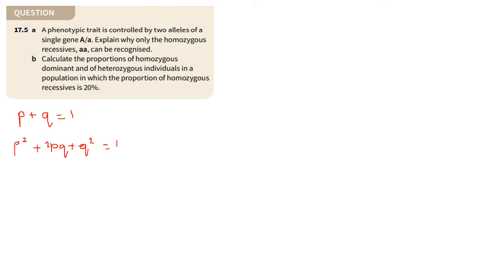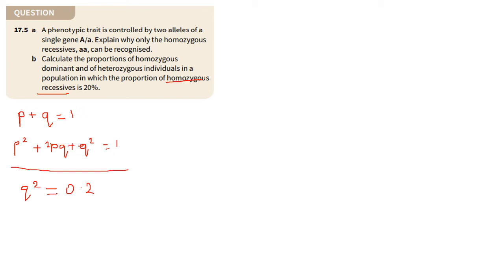Now, we've been told here the proportion of homozygous recessives. Homozygous recessive is telling us that there are two alleles. Always remember, p stands for the dominant allele, q stands for the recessive allele. So homozygous recessives are 20%, so that means q squared. They have two alleles, basically. That's why they're homozygous recessive. So q squared is equal to 20%. If you take 20% to a decimal, you'll get 0.2.